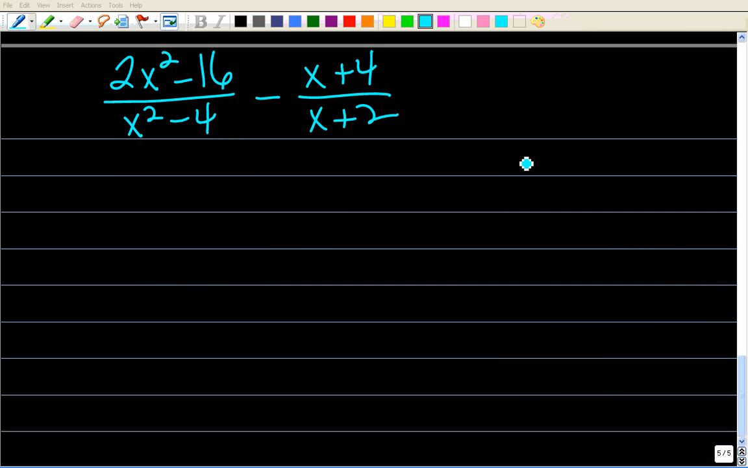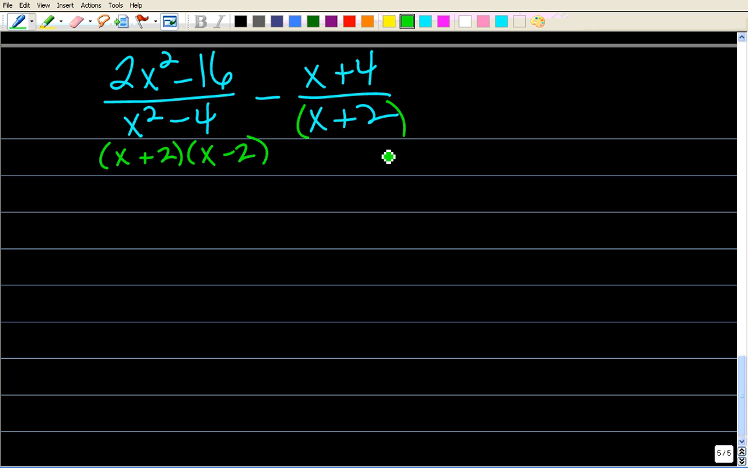Let's look at an example using subtraction. So I've got 2x squared minus 16 over x squared minus 4, minus x plus 4 over x plus 2. But we're still going to follow the same steps we did before. First of all, we're going to factor the denominators completely. So if I factor this x squared minus 4, that's a difference of 2 squares, so that's x plus 2 and x minus 2. And this denominator is already factored. It has x plus 2.